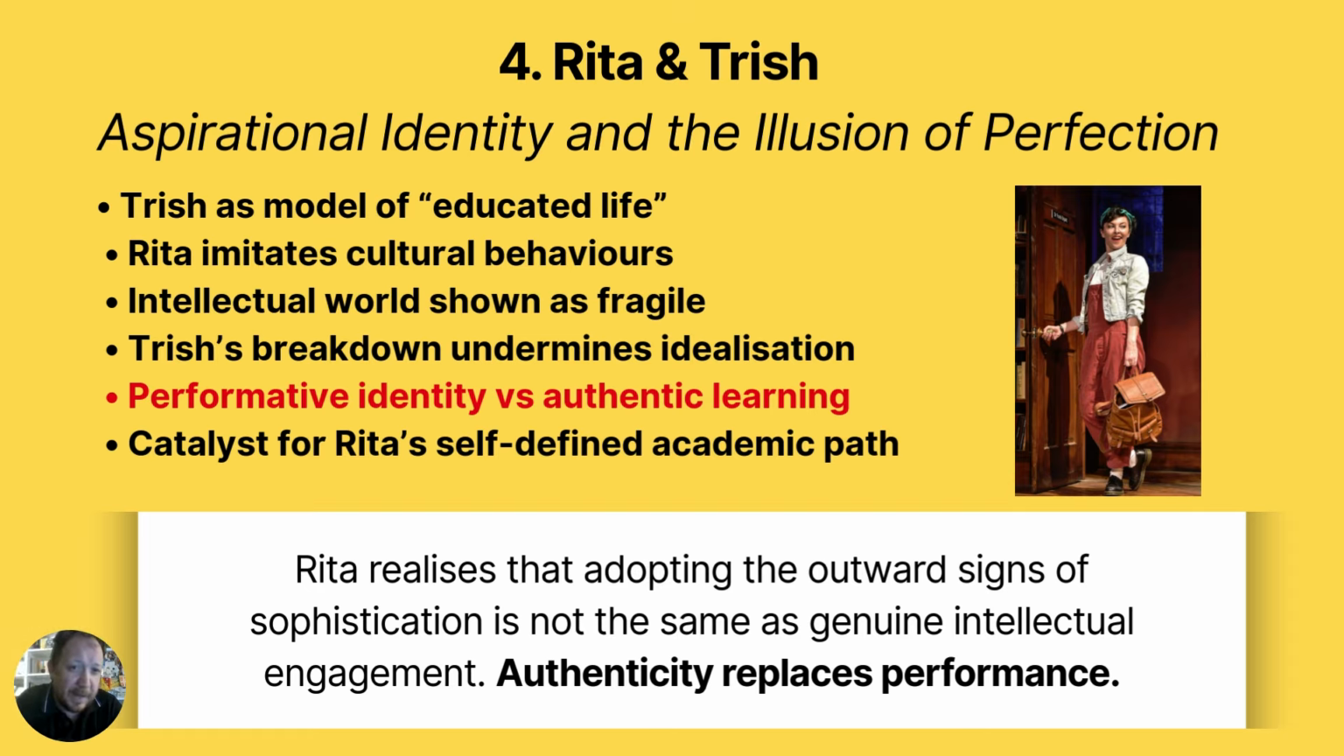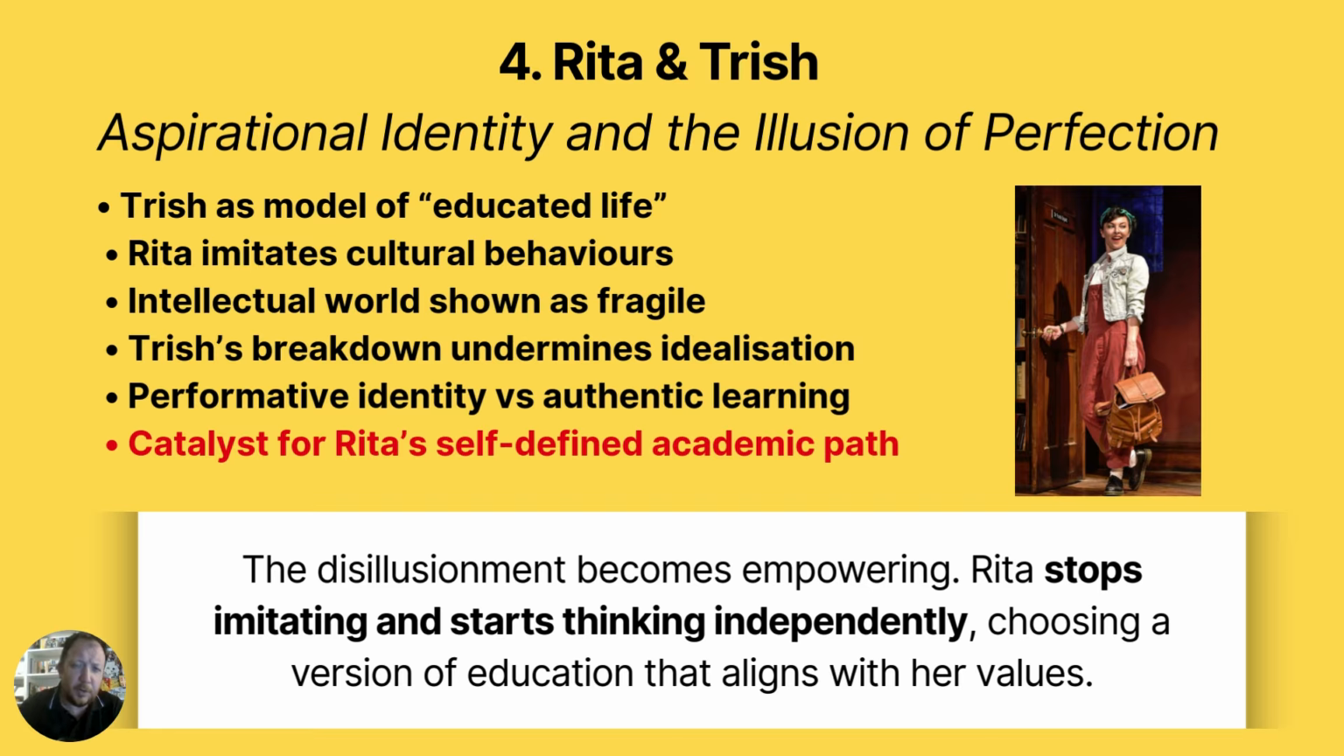And so we've got this ultimate battle between performative identity and authentic learning. Rita realizes that adopting the outward signs of sophistication is not the same as genuine intellectual engagement. Authenticity replaces performance. And finally, Trish is a catalyst. Getting a bit of science there. Don't like too much science in literature, but anyway, Trish is a catalyst for Rita's self-defined academic path. In other words, she can see that Trish is not perfect. She can see that academia is not the answer, and she is going to define her own path.